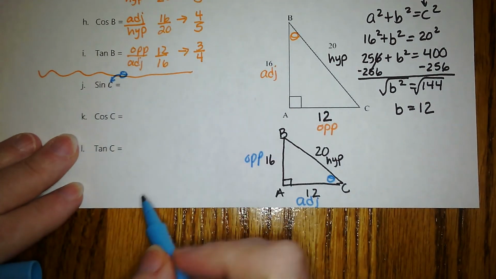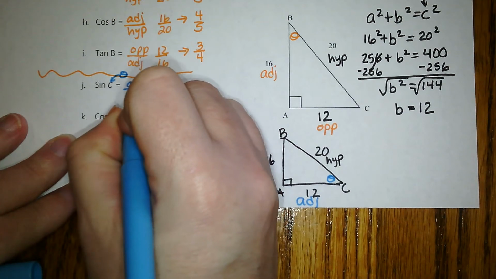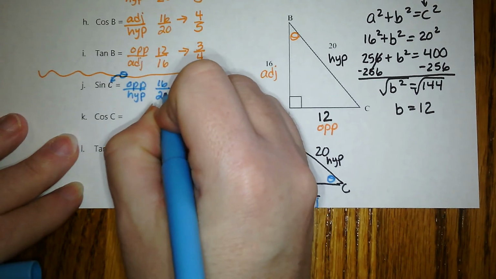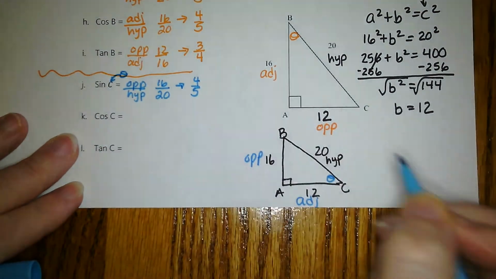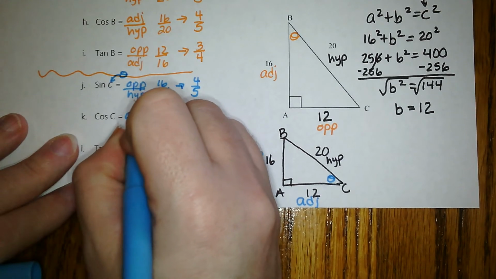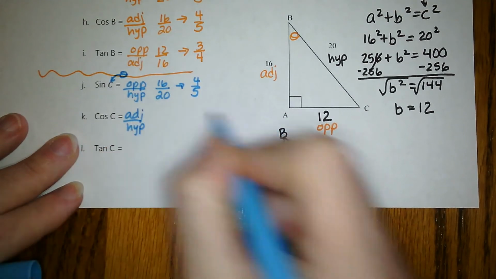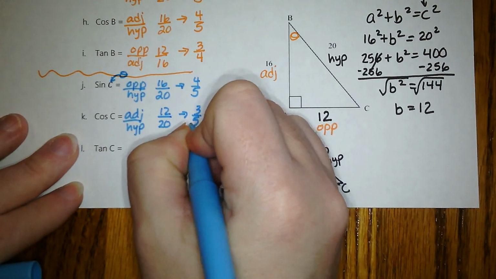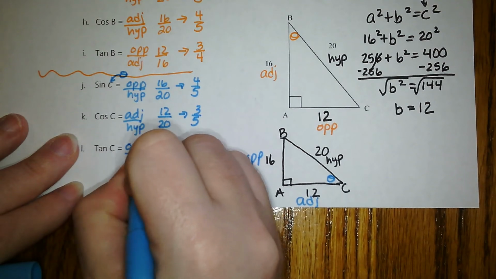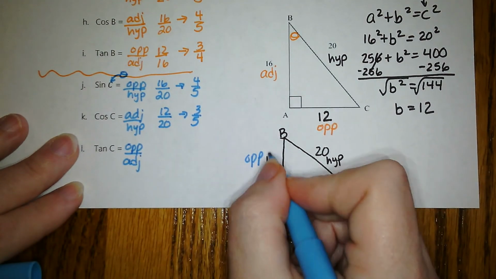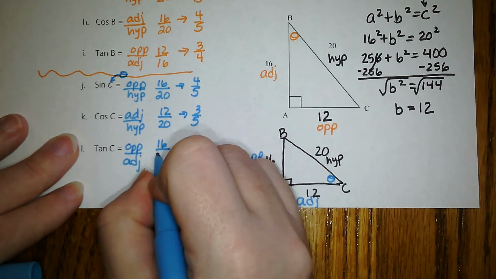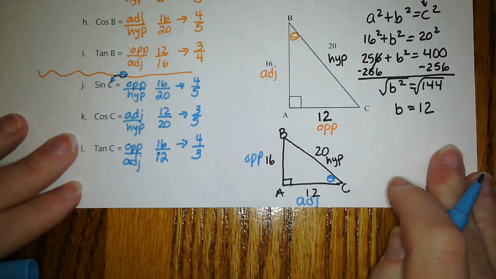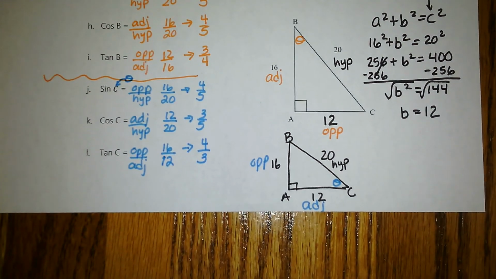Now I can do my SOHCAHTOA. Opposite over hypotenuse, I'm looking at 16 over 20, which of course is 4/5. CAH, adjacent over hypotenuse, that's going to give me 12 over 20, and that's 3/5. And opposite over adjacent for TOA is 16 over 12. And that's going to give me 4/3. And there you go. That's how you write your ratios.